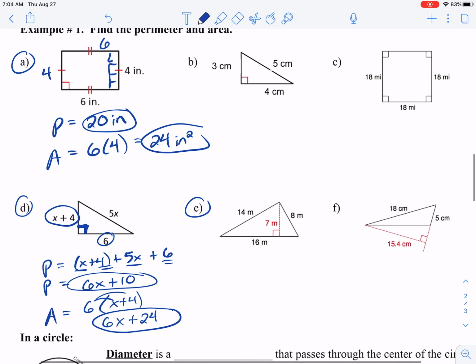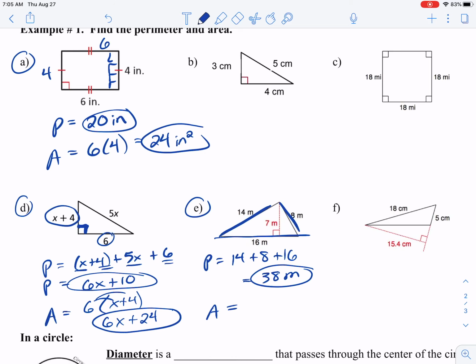All right, let's try one more together for E. Hopefully you notice multiple lengths here. The 3 lengths we want to use for perimeter would be the 3 sides of the triangle. So 14 plus 8 plus 16, which gets us a perimeter of 38 meters.